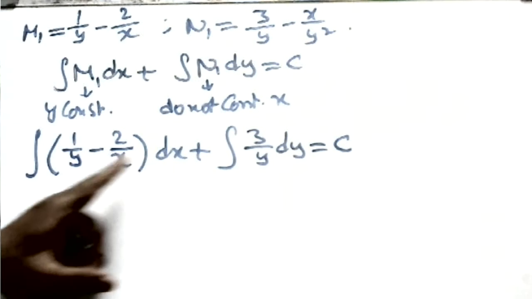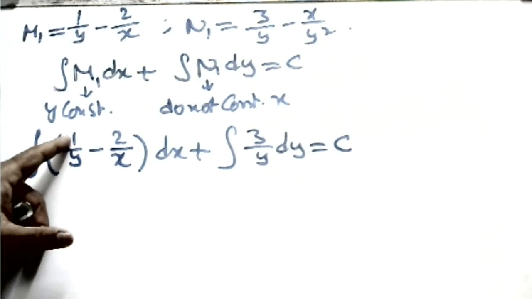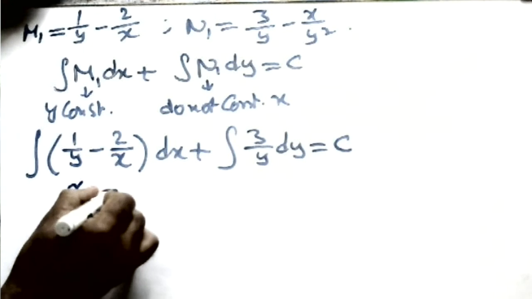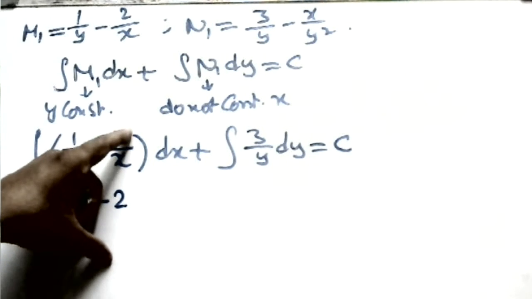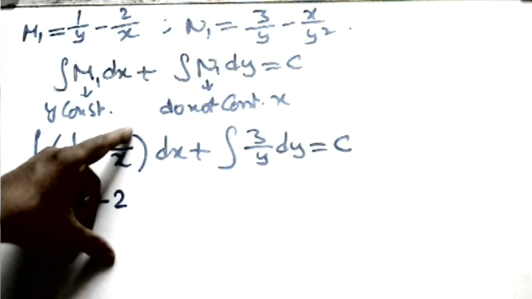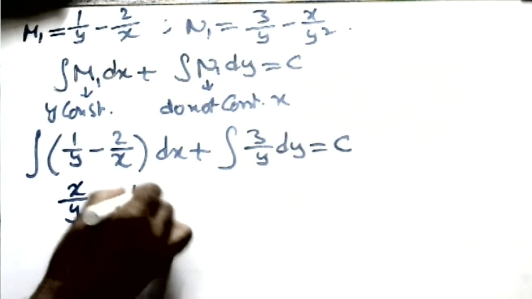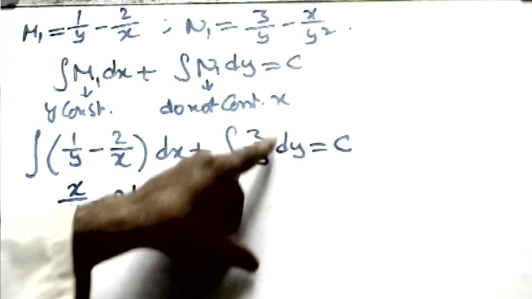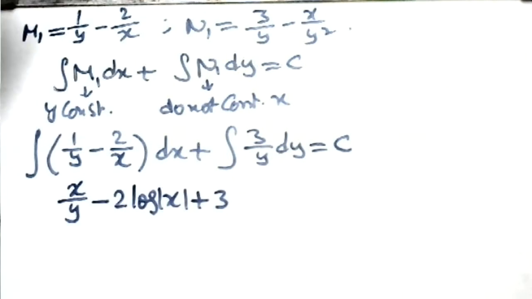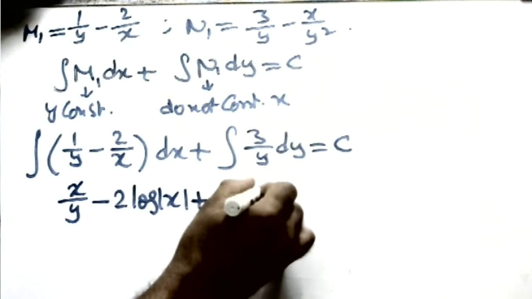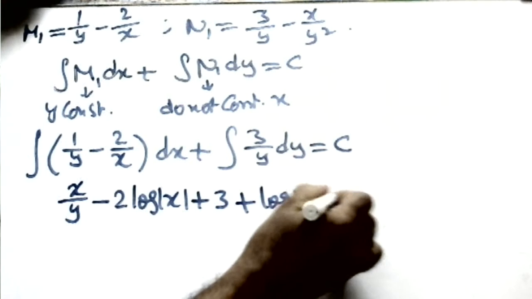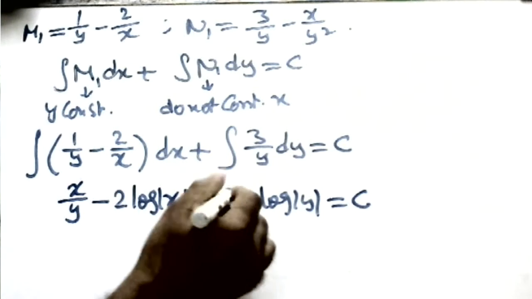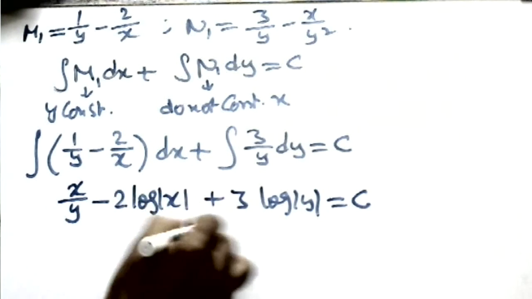Now integration here with respect to x, we don't have x here, we are having only 1. So integration of 1 will be x. So this will become x by y minus, you write 2 as it is. Now integration of 1 by x is log x, so I write this one as log x, plus you write 3 as it is. The integration of 1 by y dy is log y, so this will be log y plus log y equals to c.